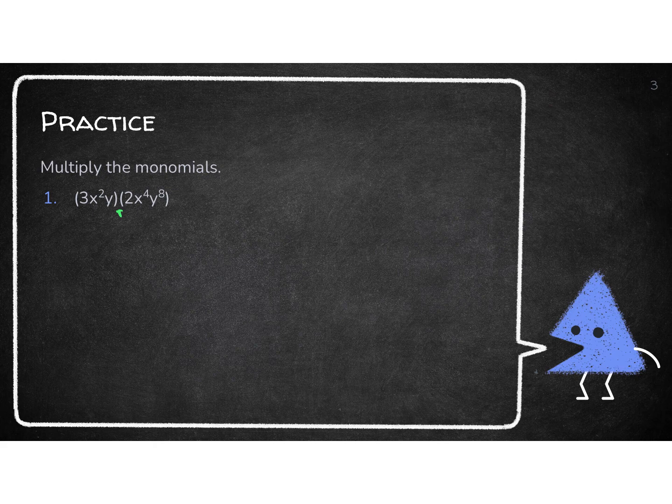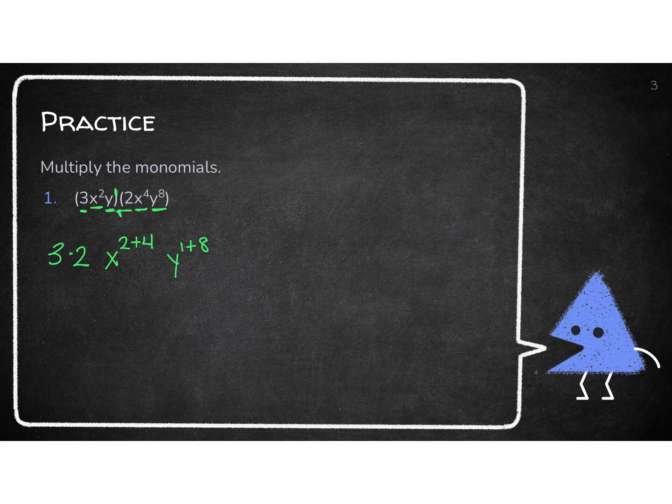So I'm gonna multiply the big numbers, the 3 and the 2. So I'm gonna have 3 times 2, and then I'm going to add the little numbers. Now, you have to think of these as separate pieces. So the 3 and the 2 are separate pieces. The x squared and the x to the 4th, those are separate pieces. So I'm going to have x to the 2 plus 4 because we add the little numbers. The y and the y to the 8th, those are separate pieces. So I'm going to have y to the 1, that's an imaginary little 1, plus 8 there.